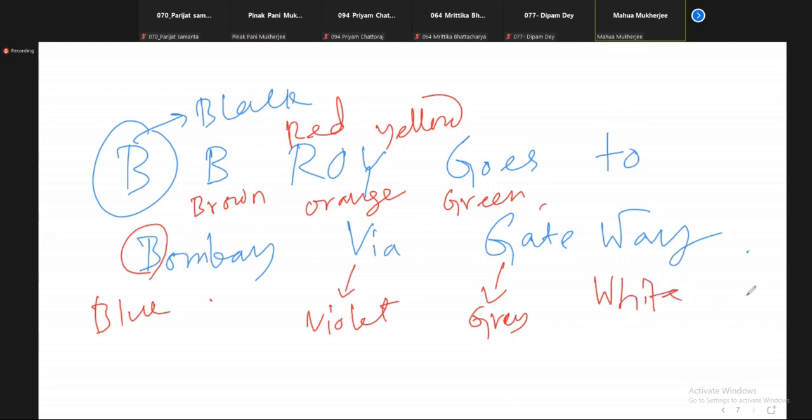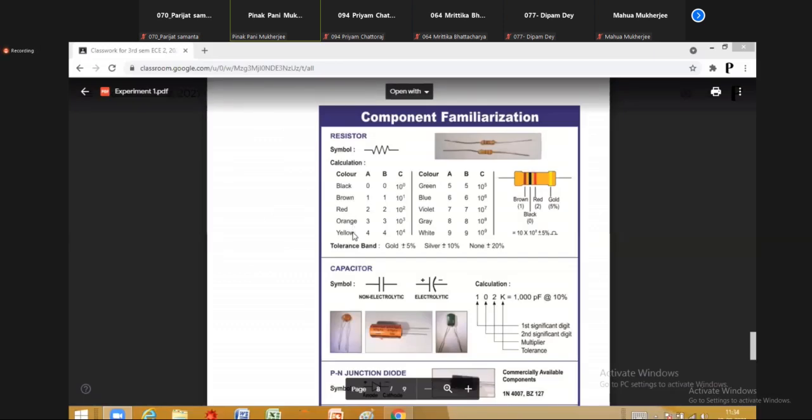So let me check the list whether I have written correctly or not. Okay, so red, orange, yellow, green, blue, and then the remaining are violet and gray. So I think I have covered all.